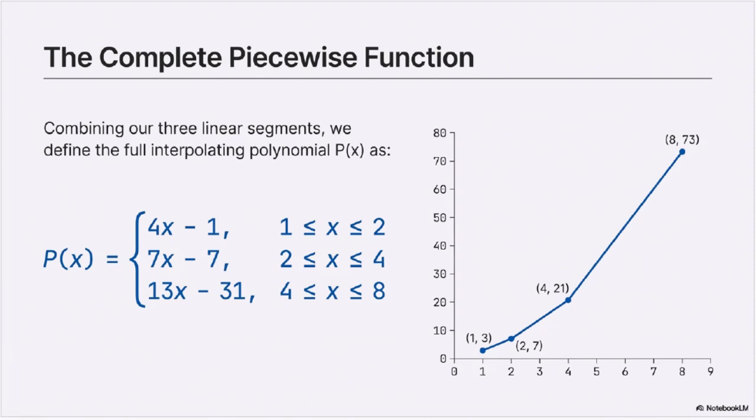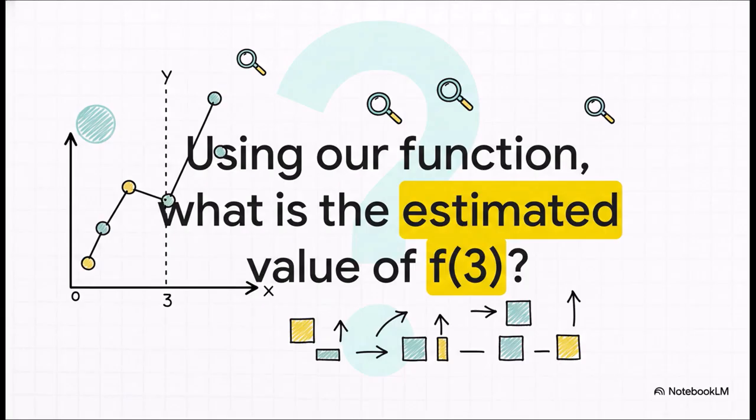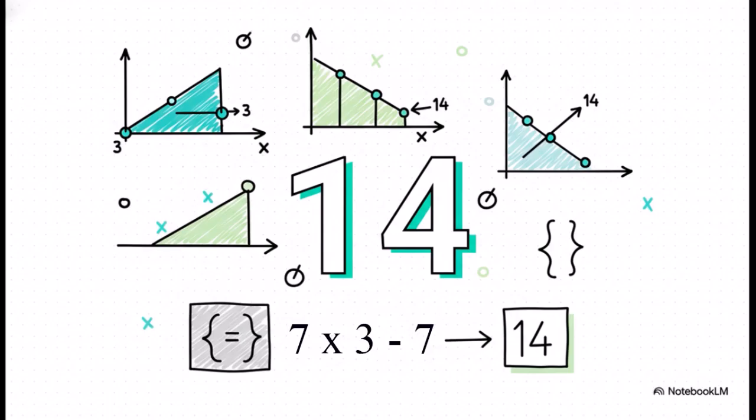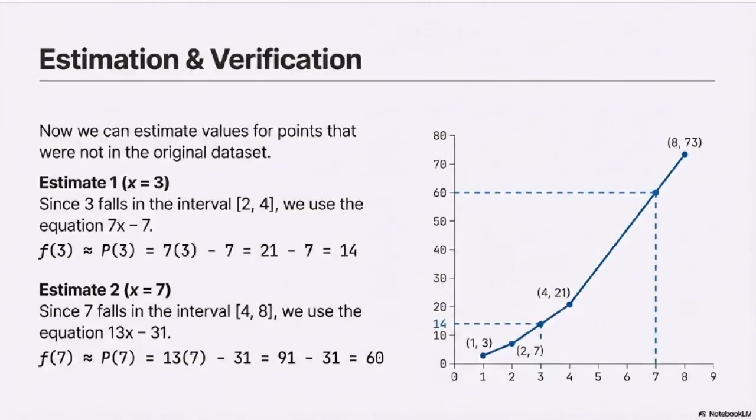Okay, moment of truth. Let's use our brand new set of rules to find a value that wasn't in our original data. What is the value of our function when x is 3? The answer is 14. So how do we get that? Well, the number 3 falls in that interval between 2 and 4. So we just grab the special rule for that specific piece, which was 7x minus 7. We plug in 3, we get 7 times 3, which is 21. Take away 7, and that gives us 14. See how clean and direct that is?